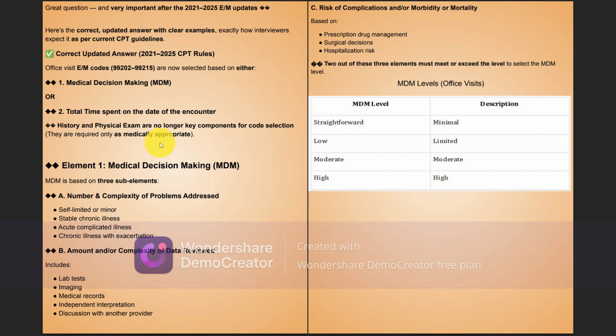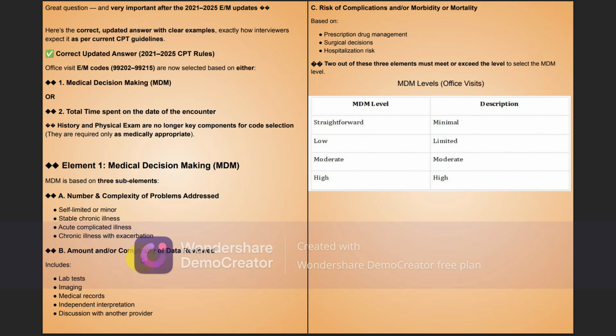They are required as medically appropriate. Element 1, medical decision making, MDM. MDM is based on three sub-elements. First is the number and complexity of problems addressed. Examples are: self-limited or minor, stable chronic illness, acute complicated illness, chronic illness with exacerbation.